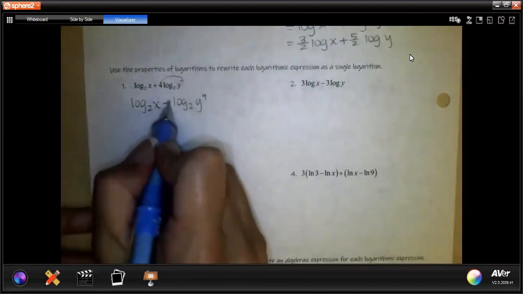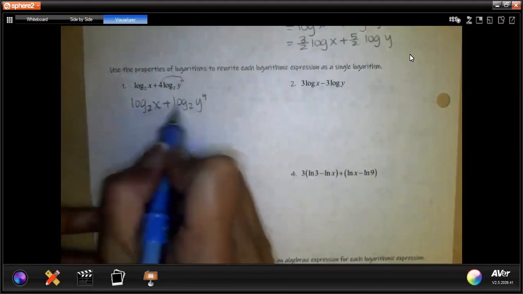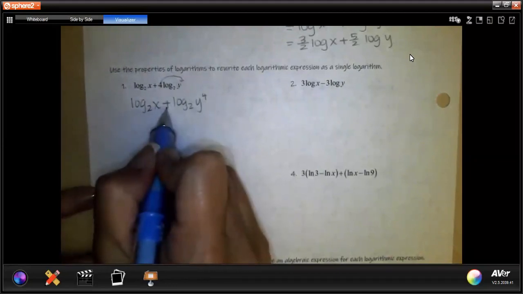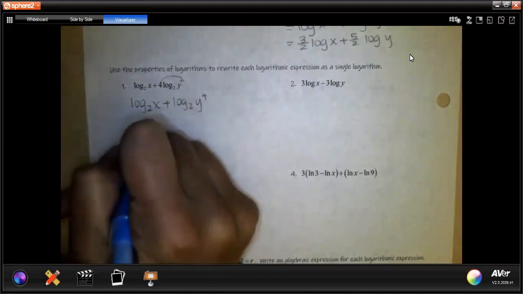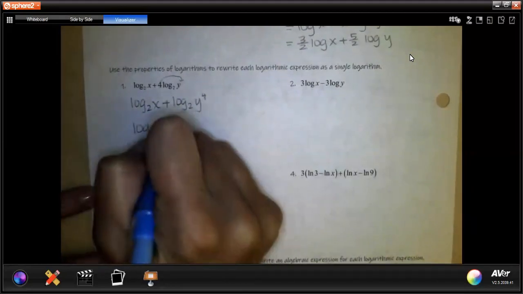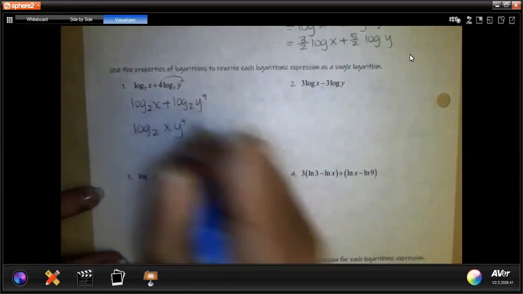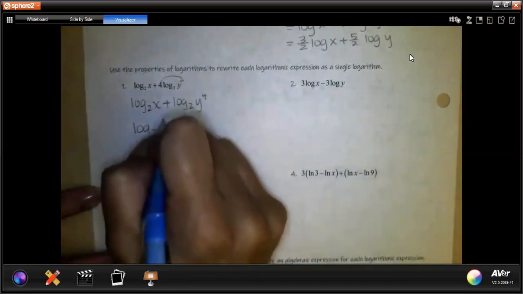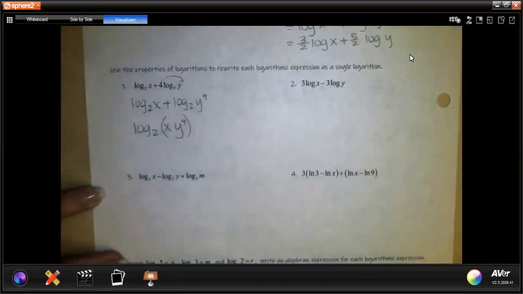Now I can apply the one with the addition. We know when they're separated by an addition, that means that the arguments need to multiply. So we get log base 2 of x times y to the 4th. And that would make it a single log.